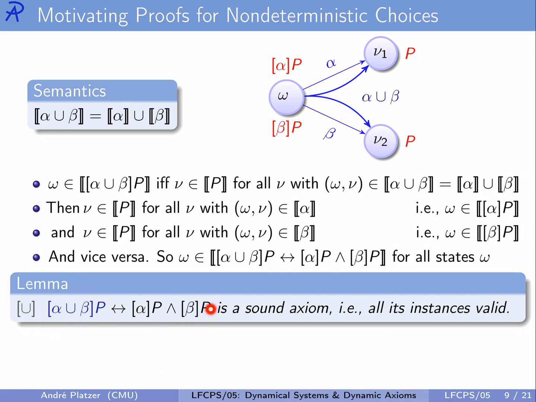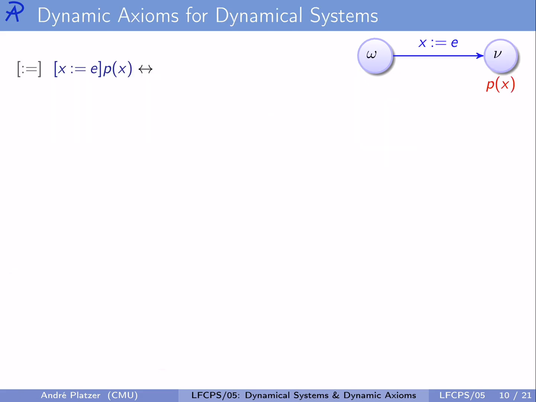This equivalence is a very powerful reasoning principle, an axiom for a dynamical system. Let's try to see if we can develop more of them, because if we just find out for each of the operators of a hybrid program how we can equivalently rephrase their safety properties, we should be pretty much able to prove the bouncing ball, but not just the bouncing ball, any other hybrid system as well.